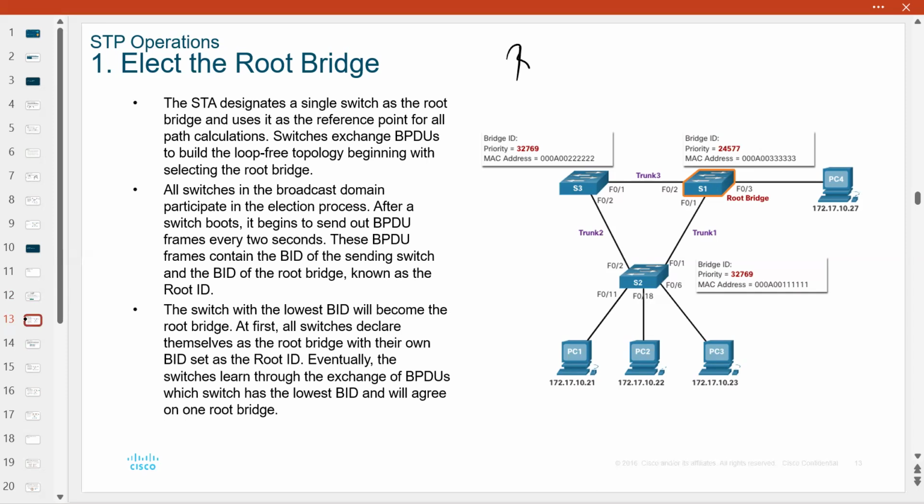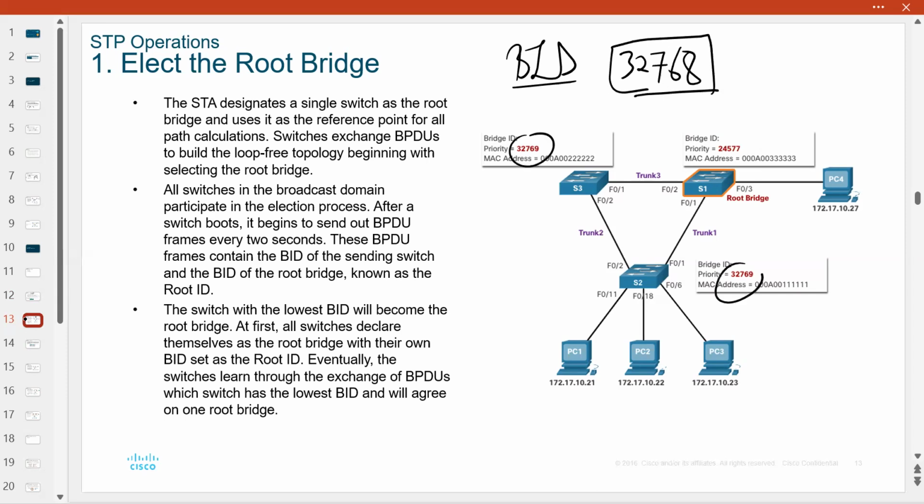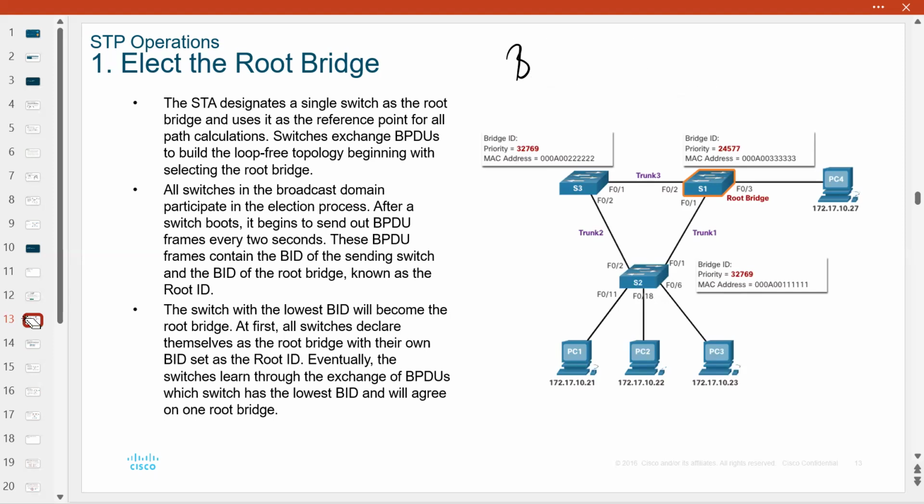You have to mention the bridge ID. The default value is 32768. I don't know why they had 9 there, 7, 6, 8. This is the priority. That's the BID. The switch with the lowest BID becomes the root bridge, and the priority value here is 24577. That's the priority value, right?